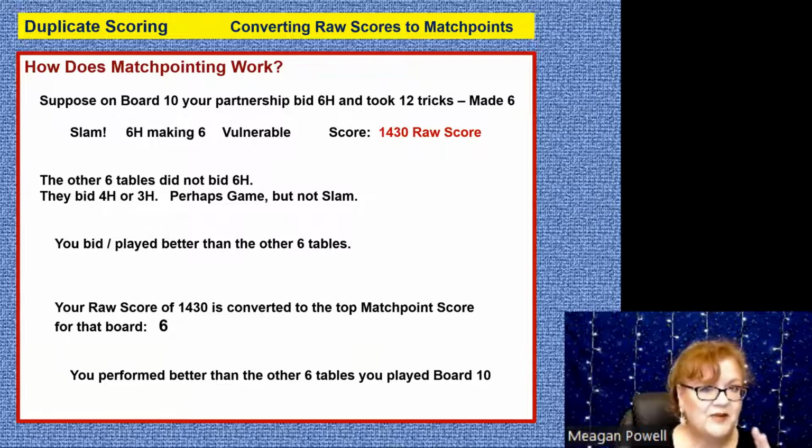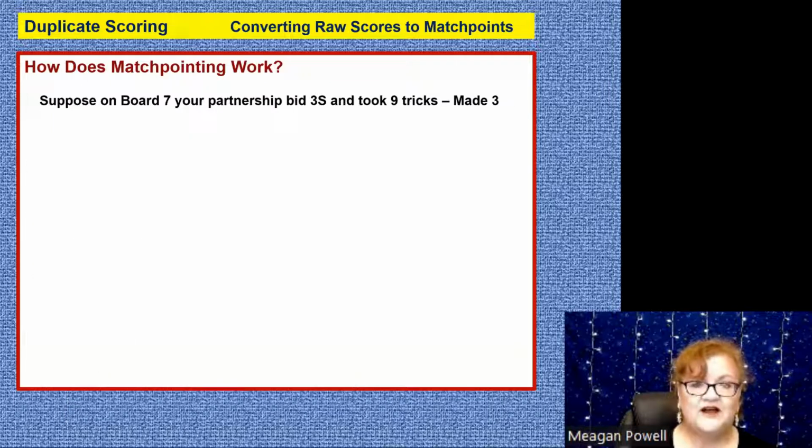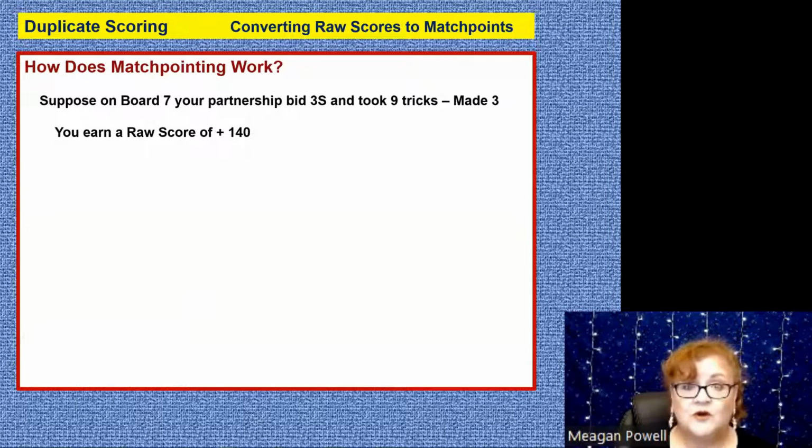Now, as a comparison here, just so you understand really how this works, suppose at another point in the game, we played board seven together, you and I, and we bid three spades. And that was a pretty decent contract on this board. We bid three spades. We took nine total tricks. That's making three, isn't it? Three above book. When we bid and make three spades, our raw score will be 140 points. That's the raw score for bidding three spades and making three.